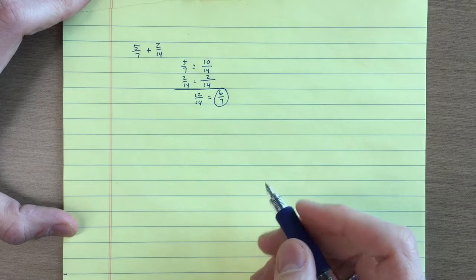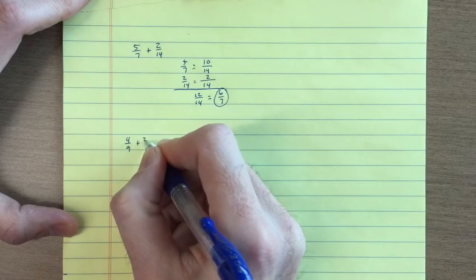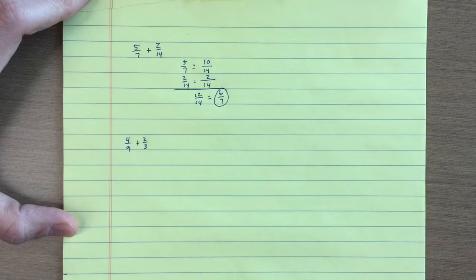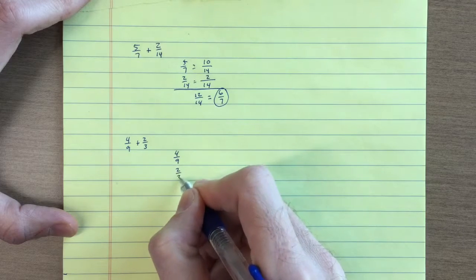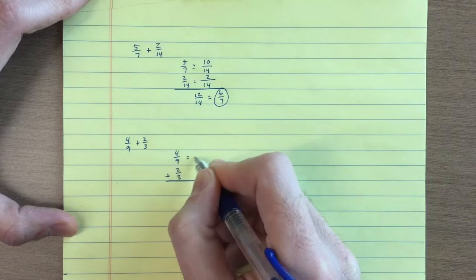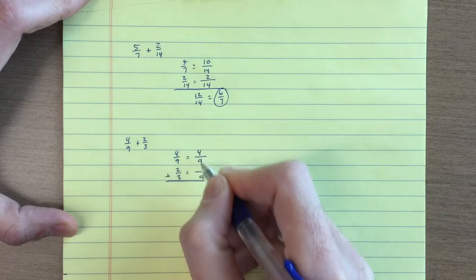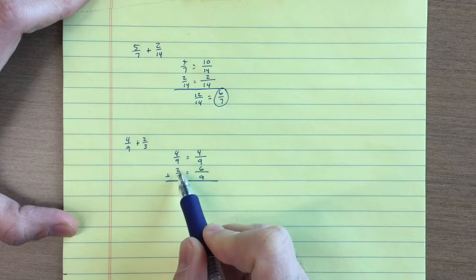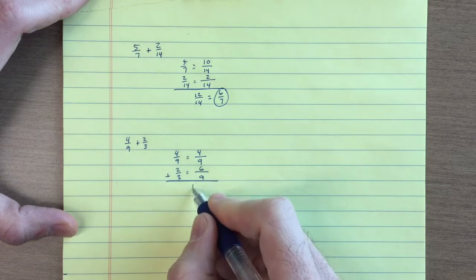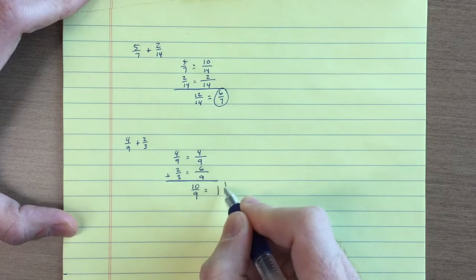Okay? And the last one I want you to try is 4/9 plus 2/3. Pause the video now. Okay, let's see how you did. You should have rewritten 4/9 and 2/3 vertically. Got a new common denominator of 9. 4/9 and 6/9, because 3 times 3 is 9. 2 times 3 is 6. Add them together and you would have gotten 10/9 and said that's improper. So that equals 1 and 1/9.